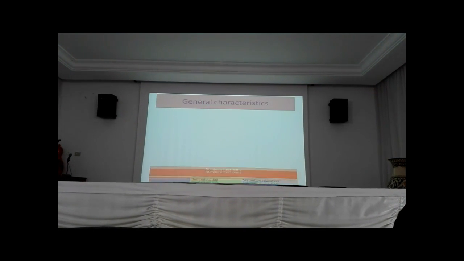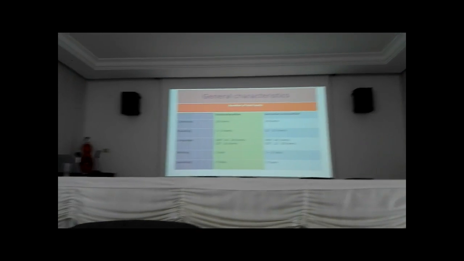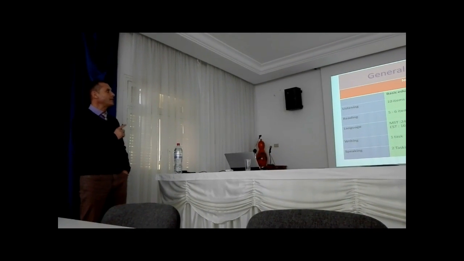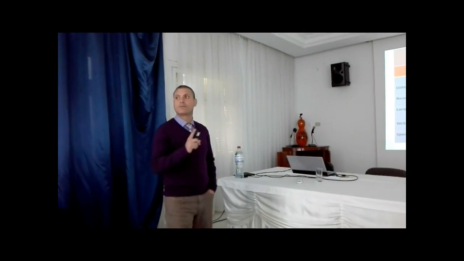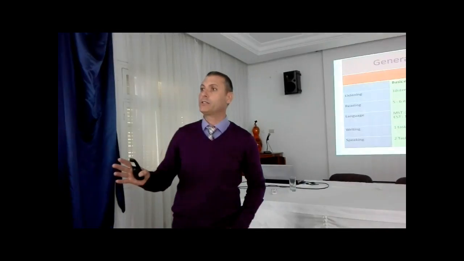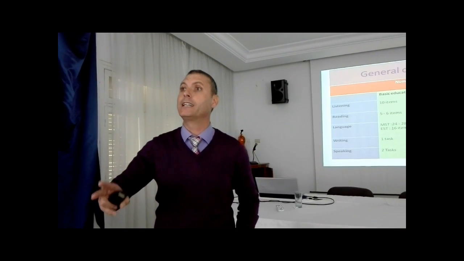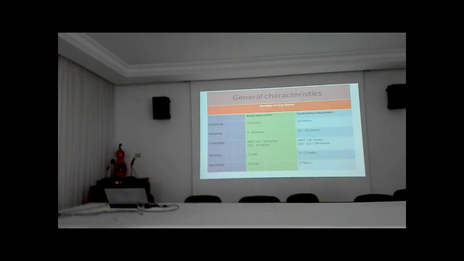Since we're looking at the characteristics of the document, let's look at the number of test items. I'm really concerned about this. For basic education, listening has 10 items. For secondary school we also have 10 items. It's scored out of 8, but we have 2 items for spelling and 2 items for pronunciation. So all in all, we have 10 items.